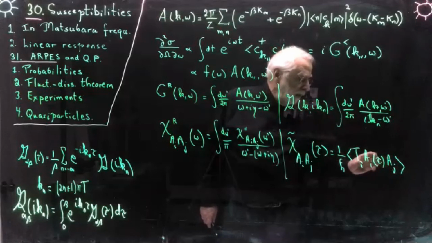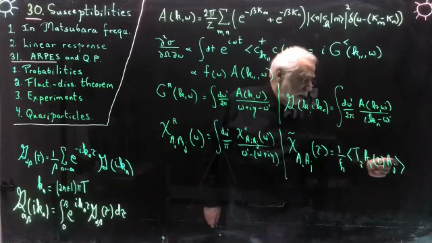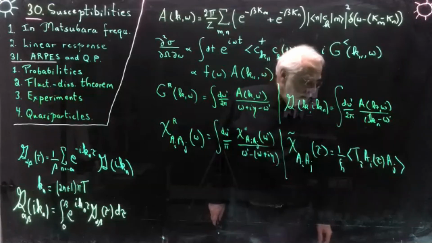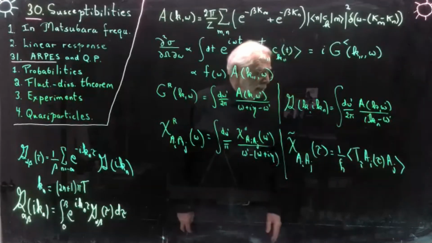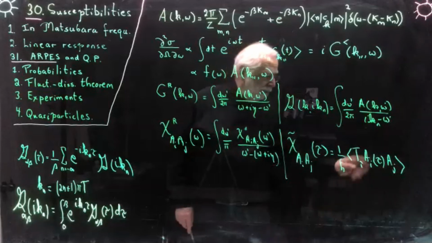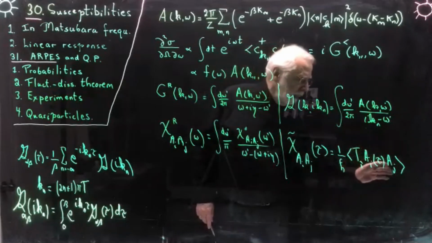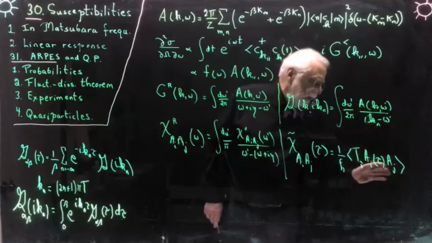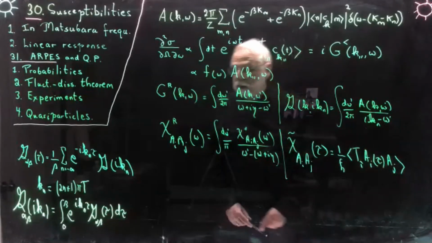So, excuse me, if tau is less than 0, we put the operators in the other order. And there's no minus sign in that case. I'm sorry, that's just the opposite. Yeah, there's no minus sign. Sorry.